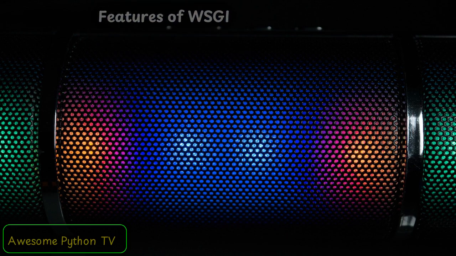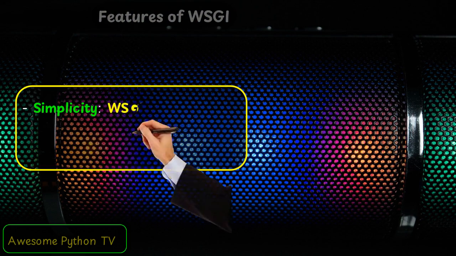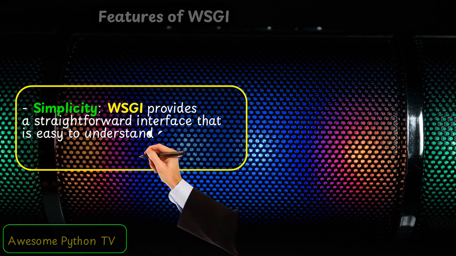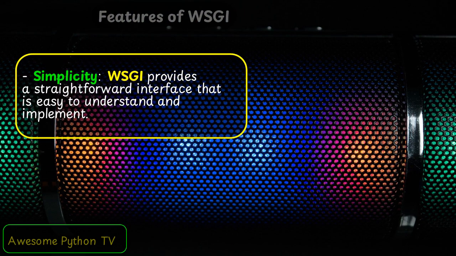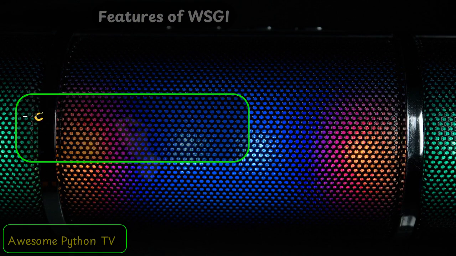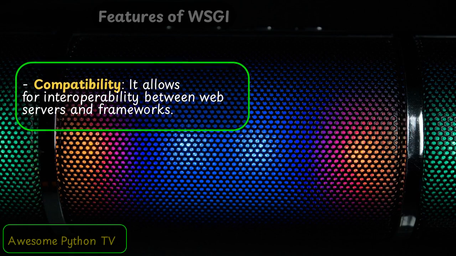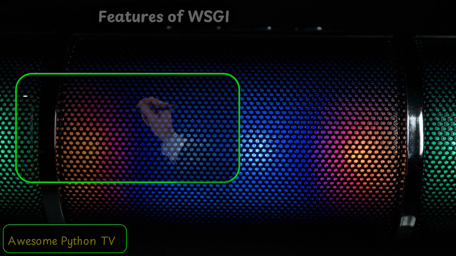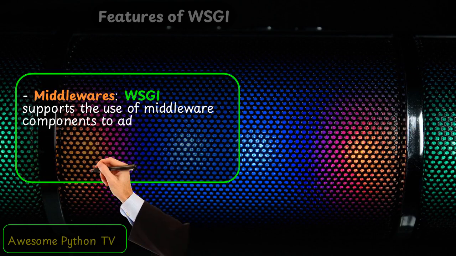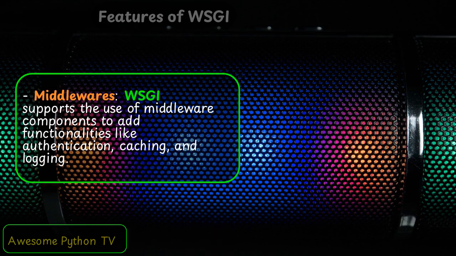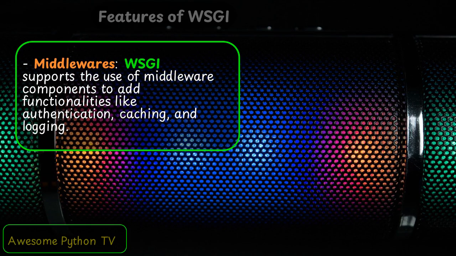Features of WSGI. Simplicity. WSGI provides a straightforward interface that is easy to understand and implement. Compatibility. It allows for interoperability between web servers and frameworks. Middlewares. WSGI supports the use of middleware components to add functionalities like authentication, caching, and logging.